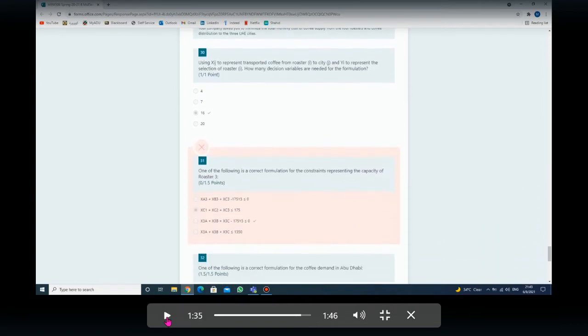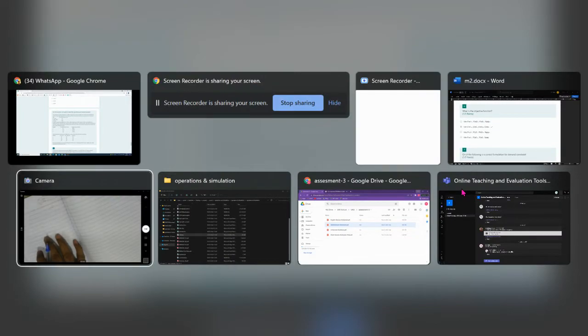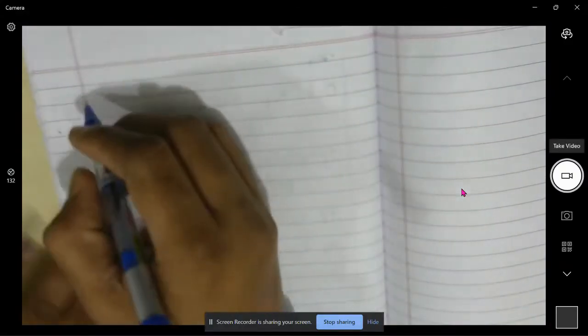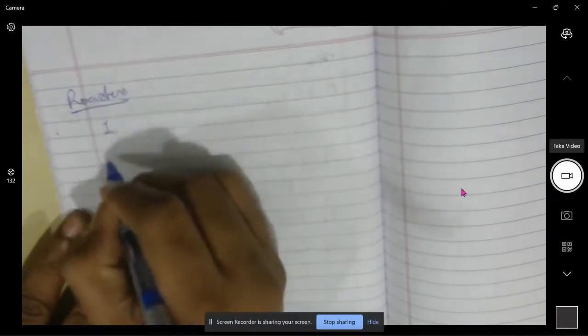Next, move forward. One of the following is the correct formulation of the constraint representing the capacity of the roaster 3. Okay, so the capacity of roaster 3. Let us try to solve this. Now, let's go back to the question, and I'll share my video here. What we have is roaster 1, 2, 3, 4.